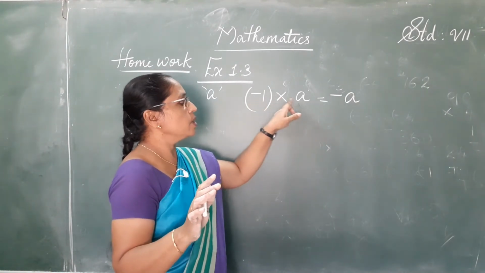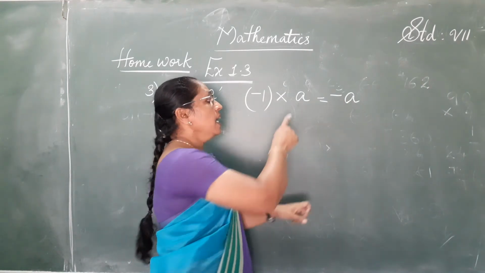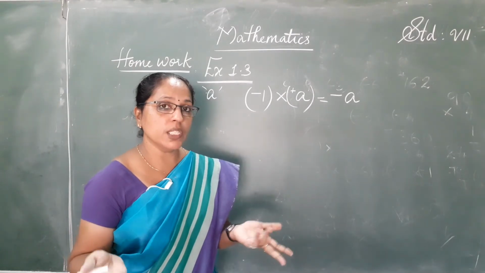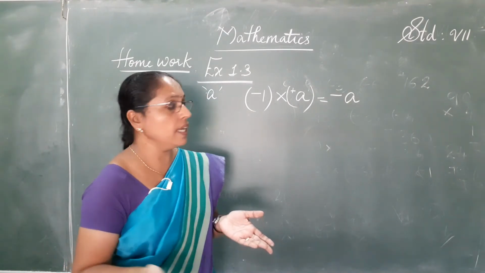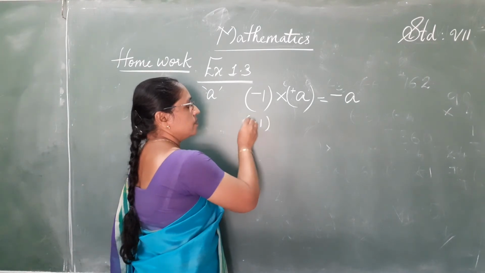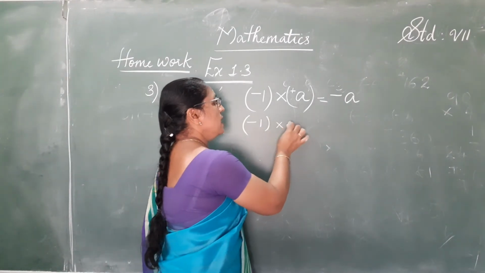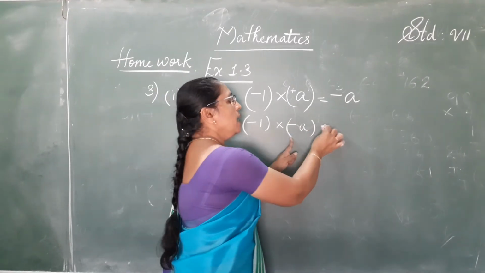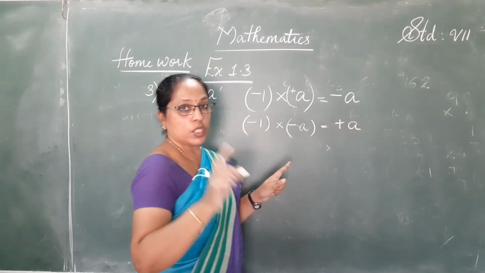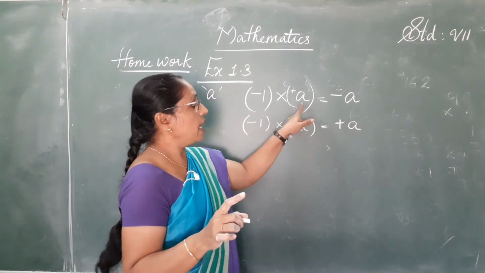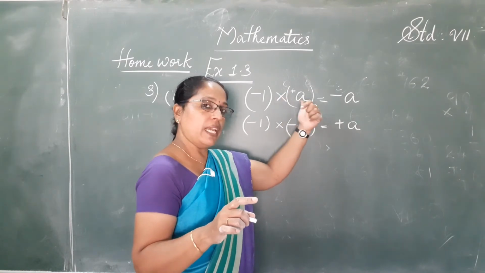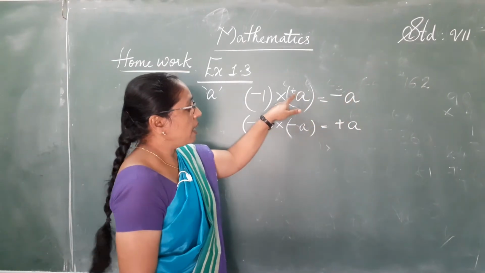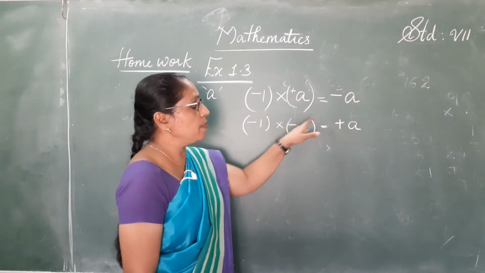So minus 1 into a is equal to minus a if a is positive. A can be a positive integer or negative integer. If a is negative, what happens? Negative and negative will make positive a. So remember, it has two conditions for any integer a: if a is positive, the answer will be negative a, and if a is negative, negative and negative will become positive a.